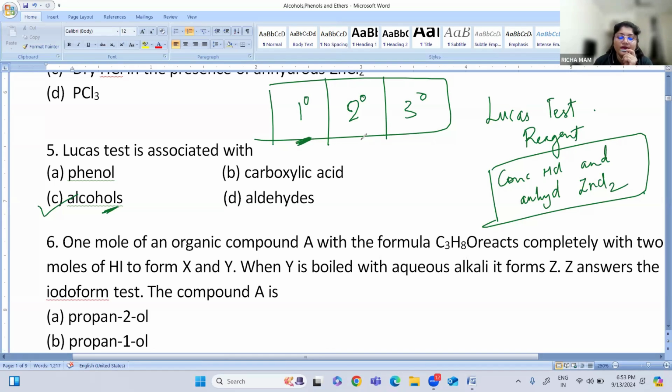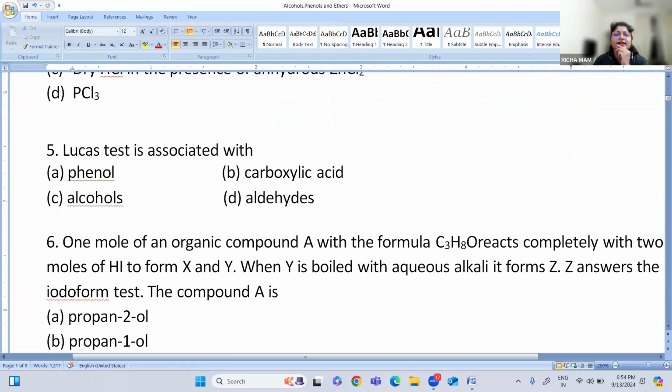You get a precipitate, but after some time. In tertiary, you get the precipitate immediately. So this is the distinguishing test. In primary, no precipitate. In secondary, you get a precipitate after maybe 2 to 5 minutes. And tertiary, you get it immediately. You have to take the given alcohol and add this Lucas reagent, and you will see this particular test.